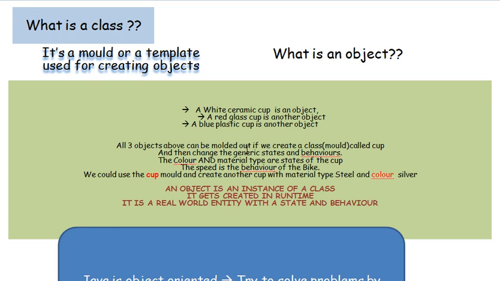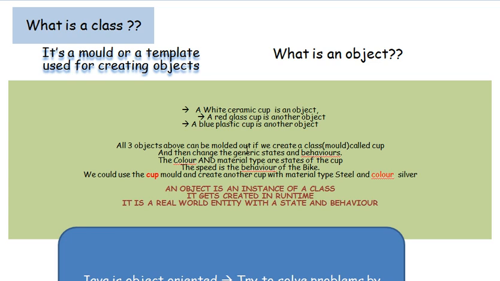So the basic idea is that if you're into manufacturing and you want to make a cup, they will have a mold, a particular shape. With a mold shaped like a cup, you could create a white ceramic cup, or a red glass cup, or a blue plastic cup. How do you do that? You mix in white ceramic to get a white cup, or red glass, or you put in blue color plastic to get the blue plastic cup. So basically, with a cup mold, you are creating different types of cups, right?